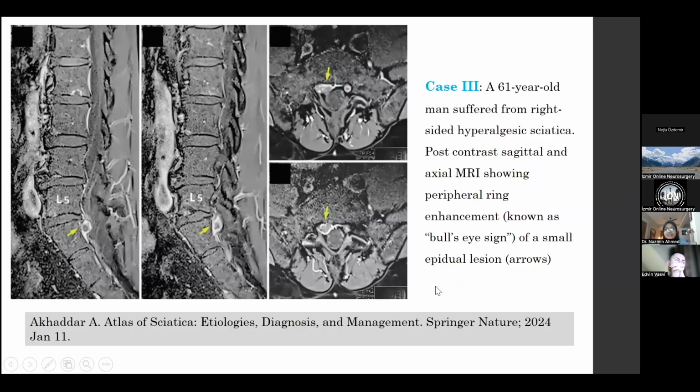Another example of a 61-year-old male patient. I have only put the post-contrast images, which show that there is a rim enhancing lesion just opposite to the S1 vertebral body. Classically exhibits the bullseye sign. So this is basically a sequestered disc material which mimics some intradural spinal space occupying lesion.